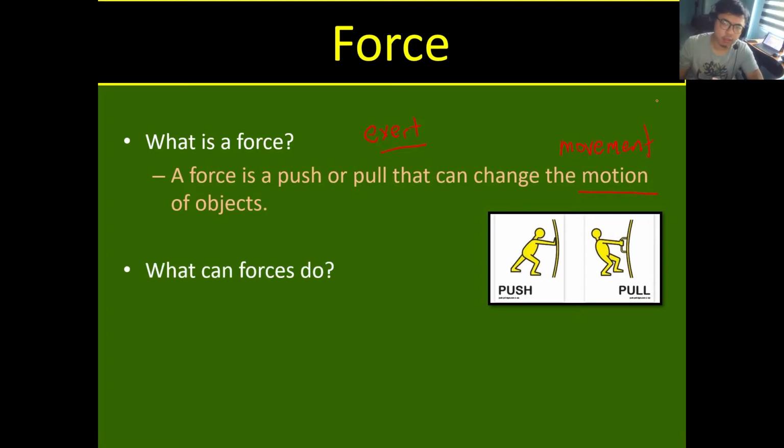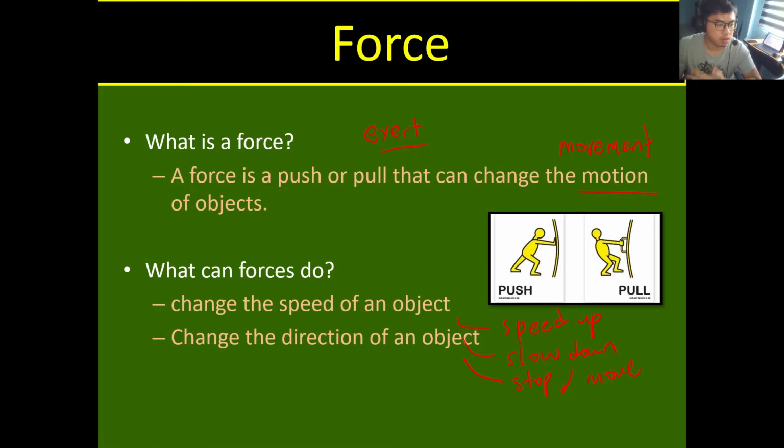So what can forces do? When you push or pull something, what's going to happen to the object? These are normally the things that can happen. You can change the speed of an object. The object can speed up, become faster, or the object can slow down, become slower, or the object can stop. You can make it stop, or you can make it move. So you can change the speed of an object. You can also change the direction of an object when you push or pull something, and you can change the shape of an object.